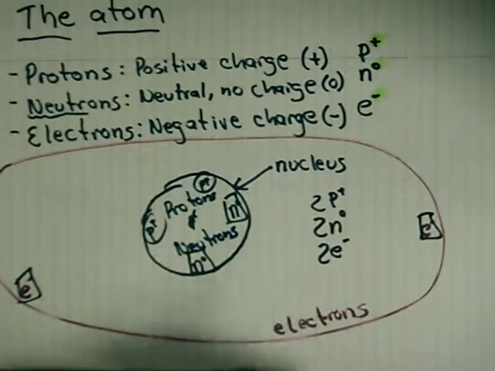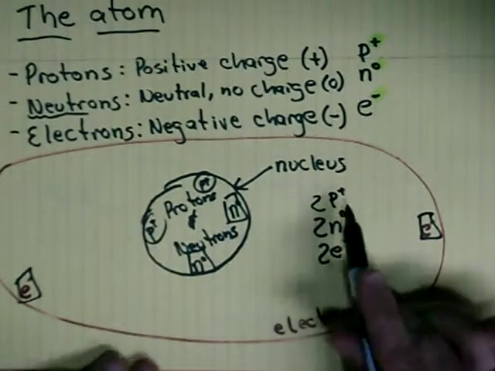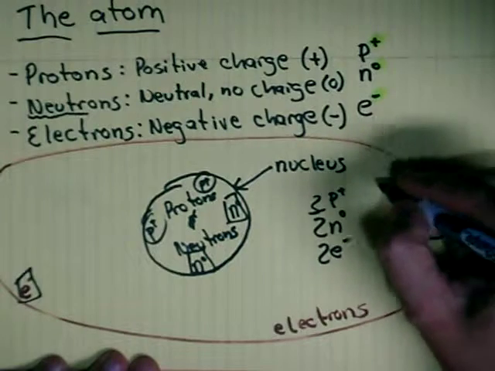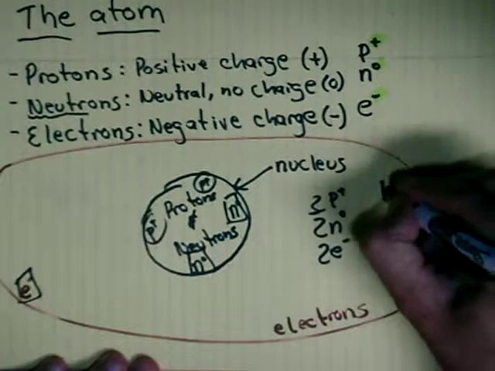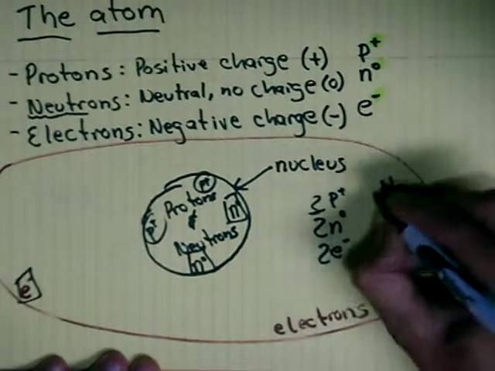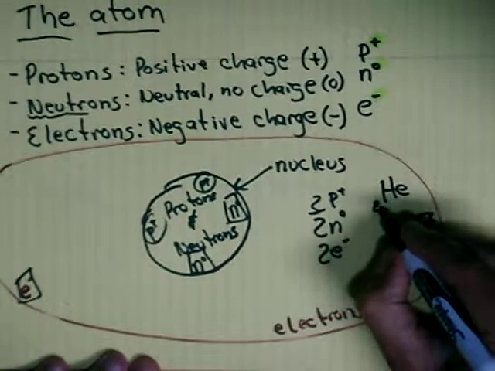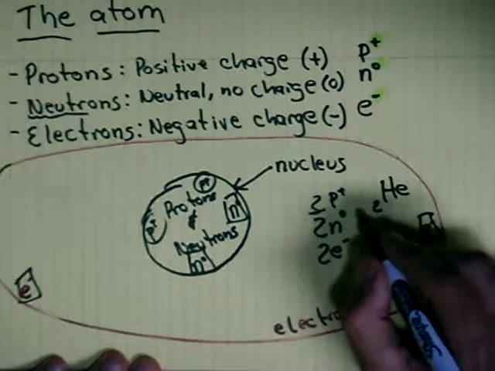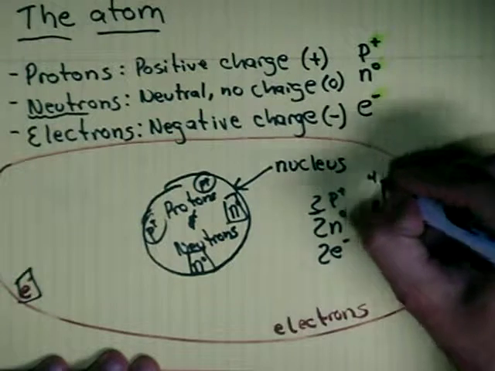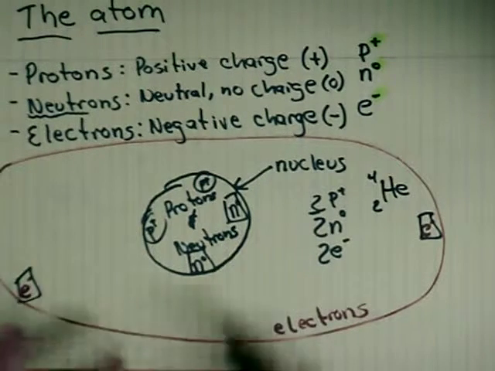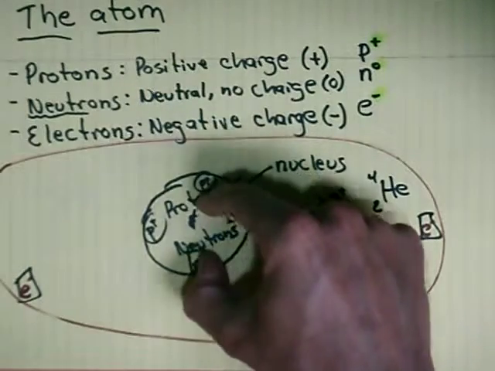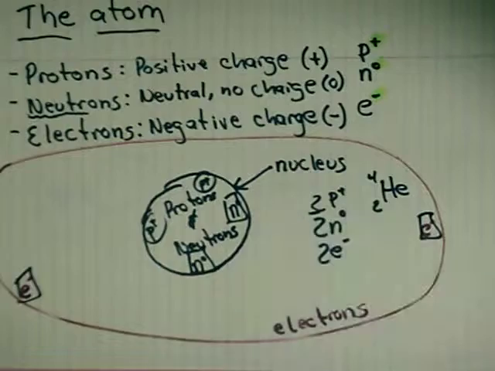So 2 protons, we look that up on the periodic table. Atomic number of 2 tells us that it's helium. 2 neutrons, so 2 for the protons, atomic number, and then the atomic mass, the mass number, protons plus neutrons, 4. So I kind of backed into giving you an example of helium. Protons and neutrons in the nucleus, electrons to the outside.